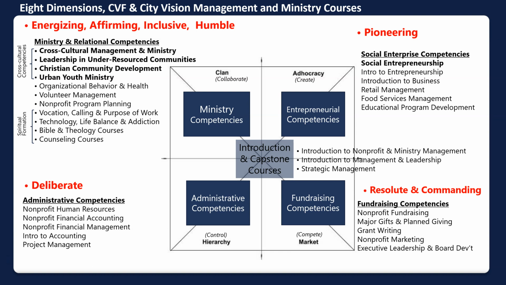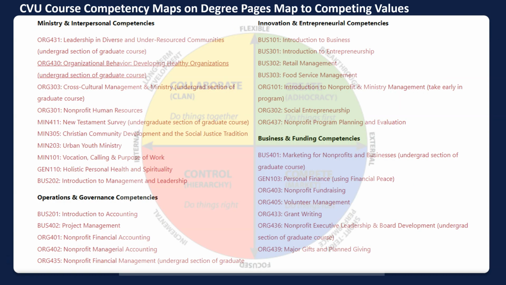Now, this is our overall course map, and this is the same thing as the competing values framework, just showing it a little bit differently. But if you go to each of our degree pages, and for each of you, you're going to have different degrees, in all of our management and ministry degree pages, we have a section called the competency map. What you need to do is click on the competency map section of the degree plan, and it's going to show you something like this.